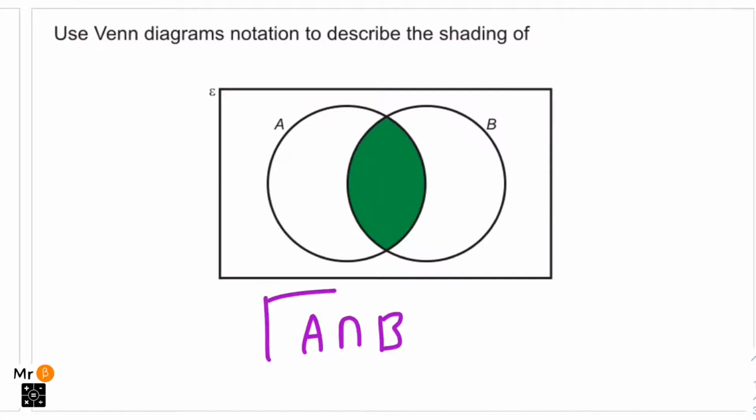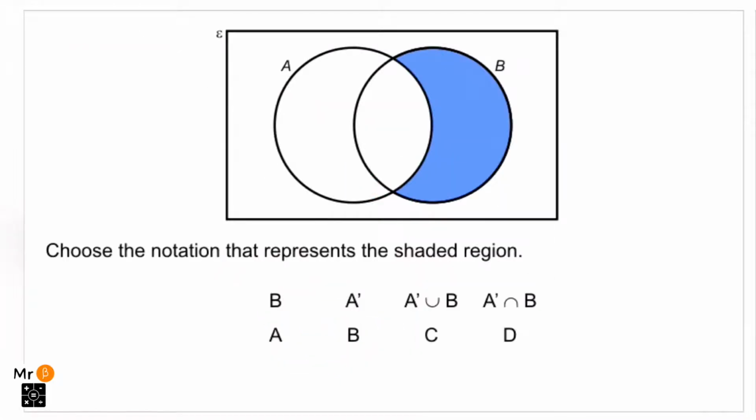So our notation would be A, this letter or symbol N, and then B. So question 5, we can clearly see it's not in A and it's in B. So therefore we're looking for not A and B, which would be D.